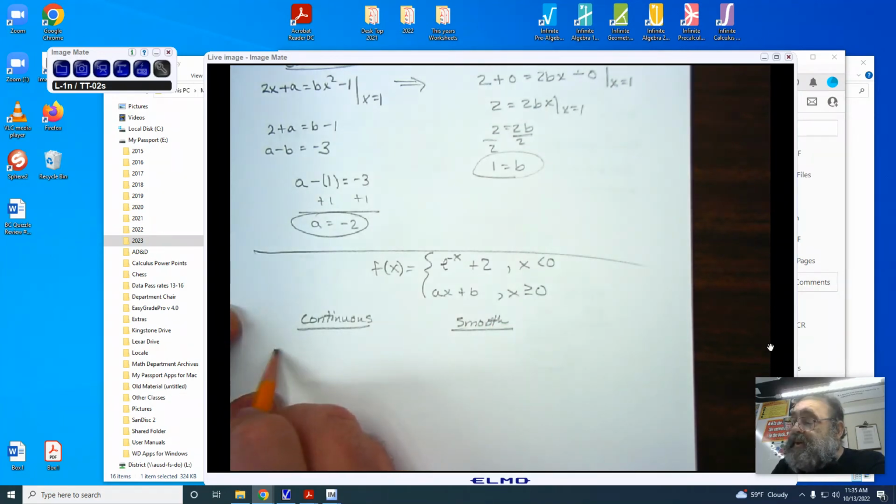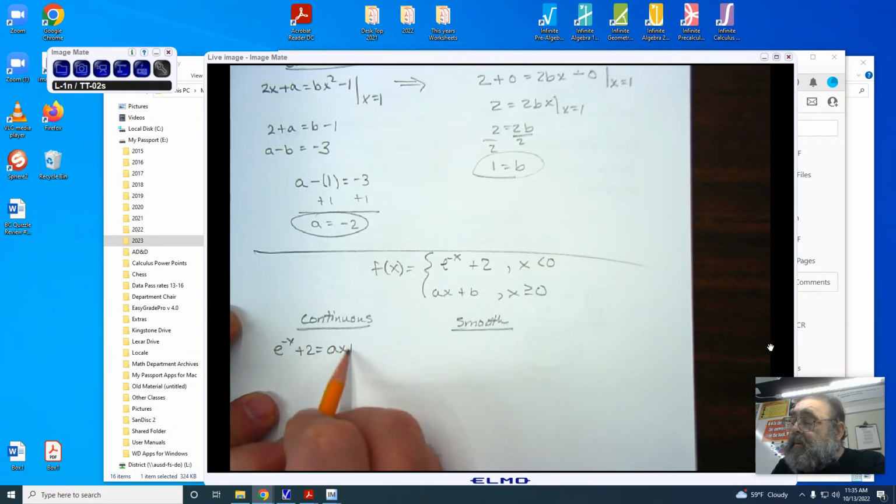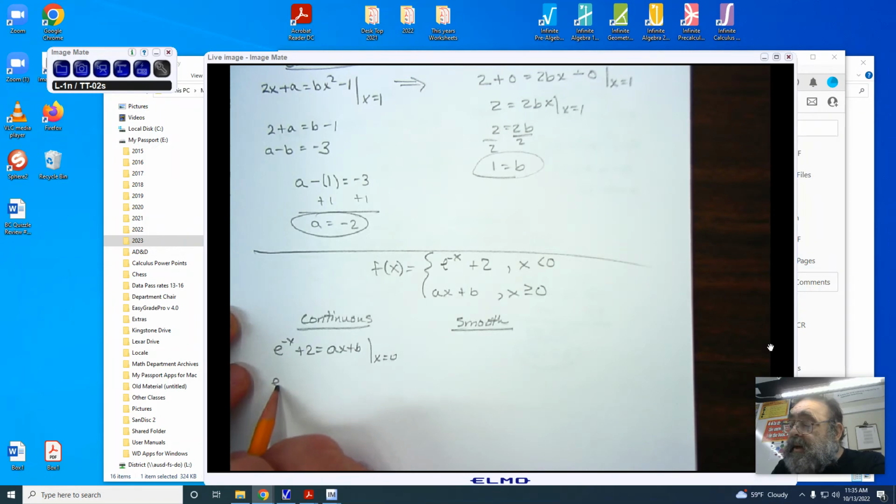For continuous, we set them equal to each other. Plug in the change in the domain. E to the negative 0 power plus 2 equals a times 0 plus b. Anything to the 0 power is going to turn out to be 1. And you'll notice we end up with 1 plus 2 equals b, for 3 equaling b.